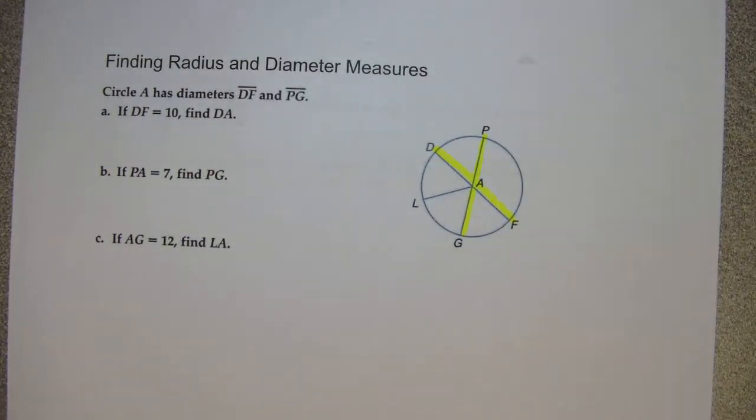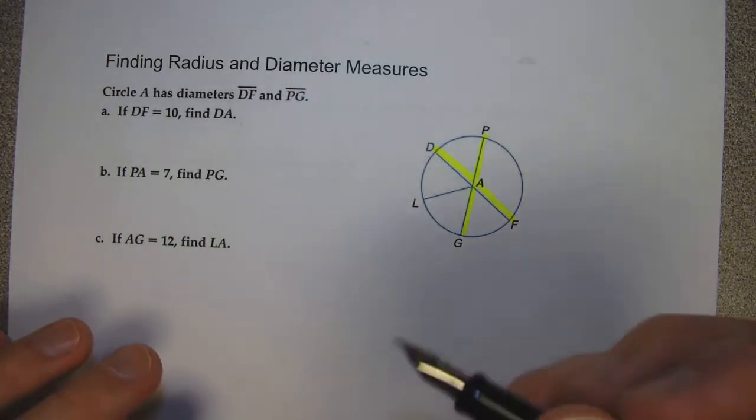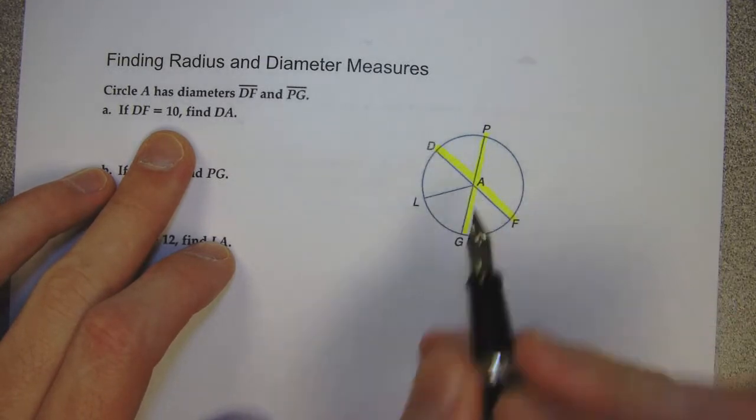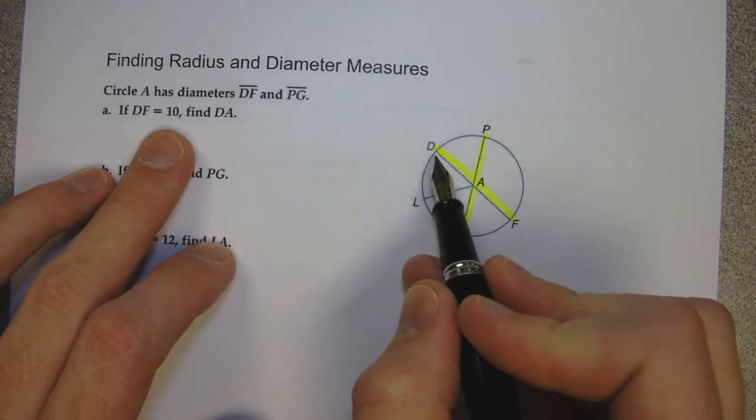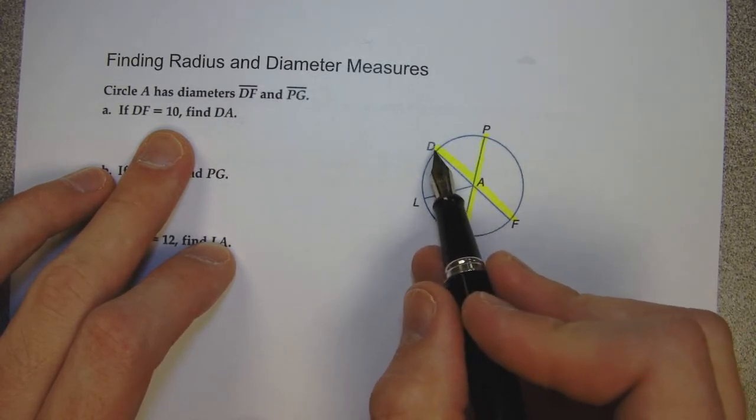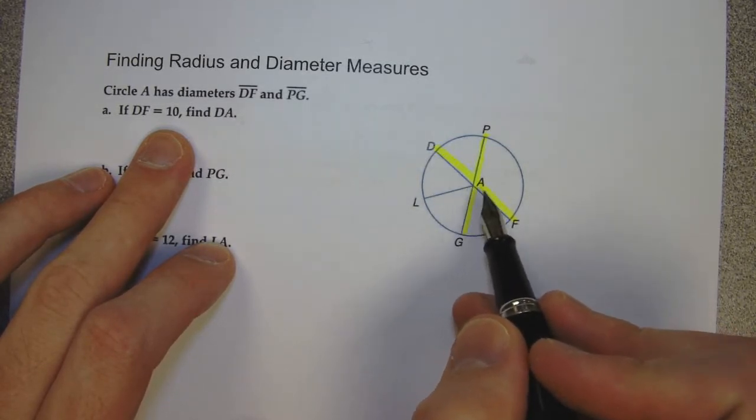Those are straight lines. They don't have a bend in them somewhere where you just can't see. All right, so let's take a look. If D to F is 10, then we need to find D to A. Well, remember, we said that a diameter would go through the center, and that from center to edge is the same distance no matter what, which means A is the midpoint.